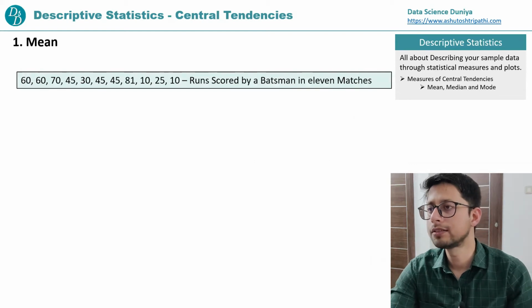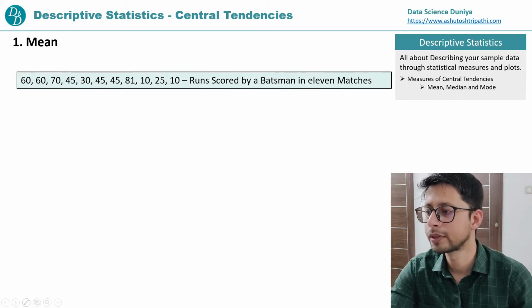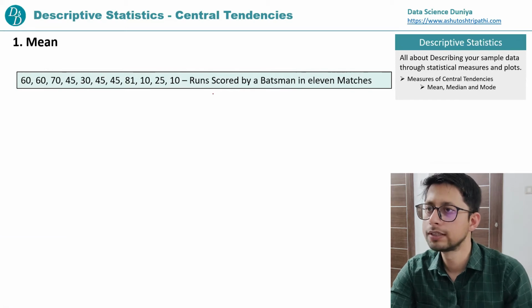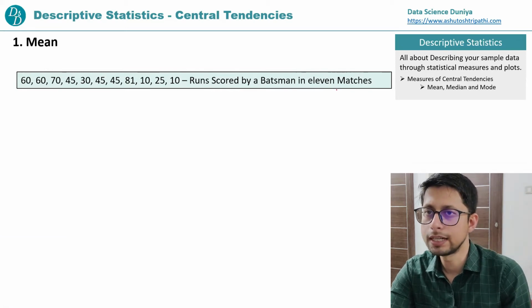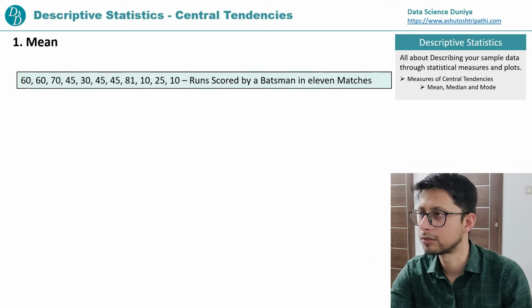So suppose we have this data available with us. This is the runs scored by a batsman in 11 different matches. In the first match he scored 60 runs, in the second match also 60 runs, then 70, 45, and so on. In different matches he has scored these many runs.